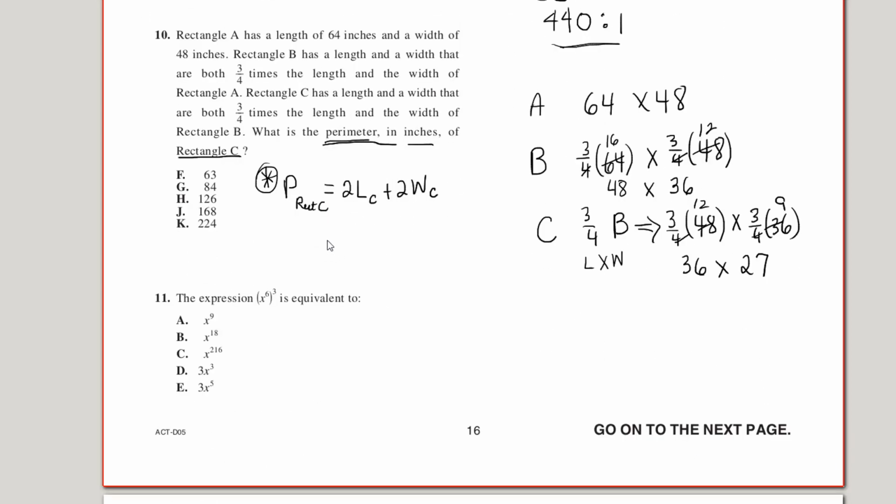We can plug that into our formula for the perimeter of rectangle C. So we have 2 times 36 plus 2 times 27, and you can put that into your calculator, and you get 72 plus 54, which turns out to be 126, which is answer choice H.